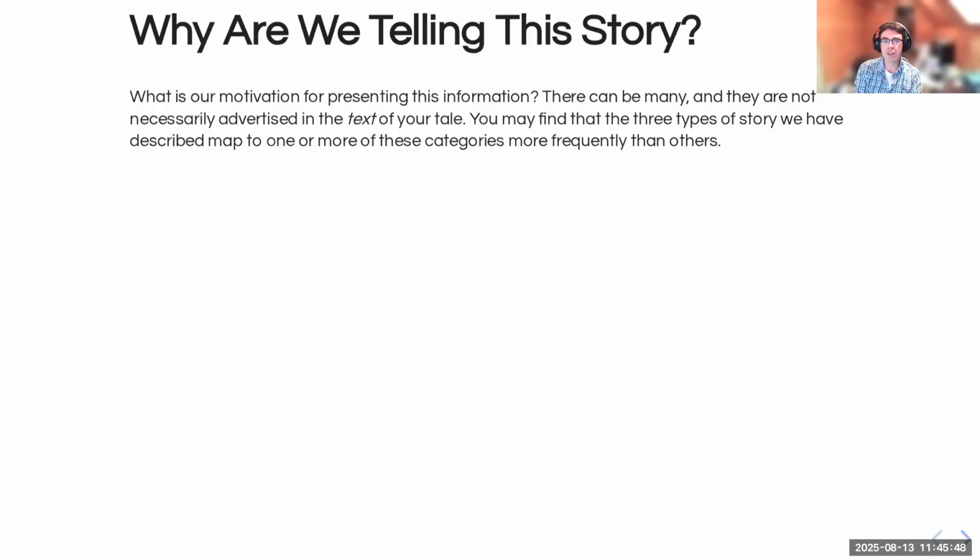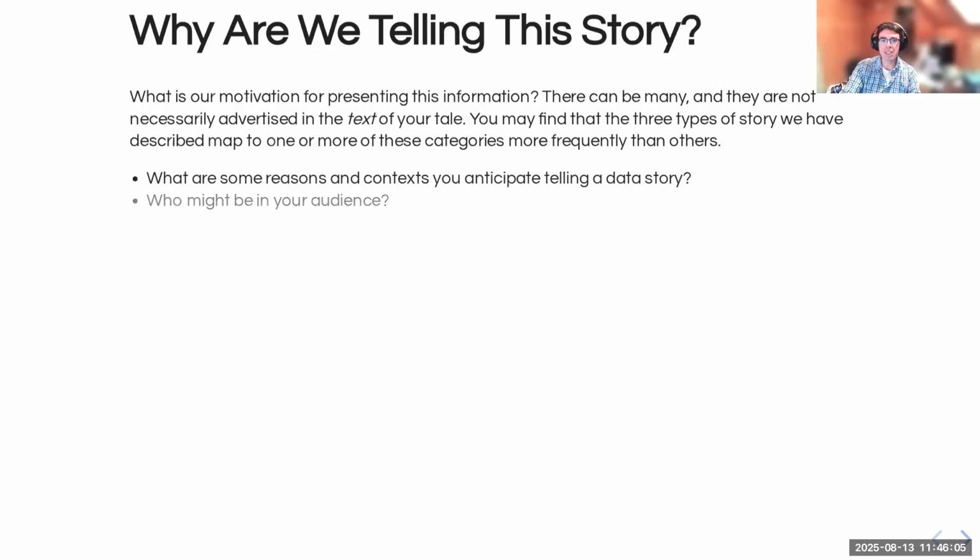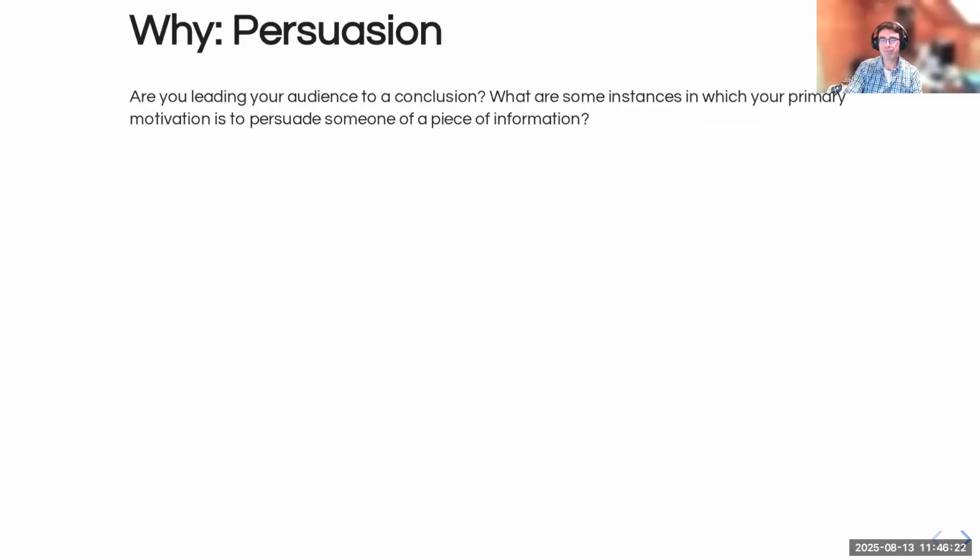There are many different motivations for presenting information, and they are not always necessarily advertised in the text. You may find that the three types of stories we have described map to one or more of these categories more frequently than others. So, what are some reasons and contexts you might anticipate for telling a data story? Who might be in your audience? Are they friendly? Are they ambivalent? Are they antagonistic? What is your relationship with them? Do you have a pre-existing relationship? Do you have any reason to believe that you need to be more persuasive or convincing than you would otherwise?